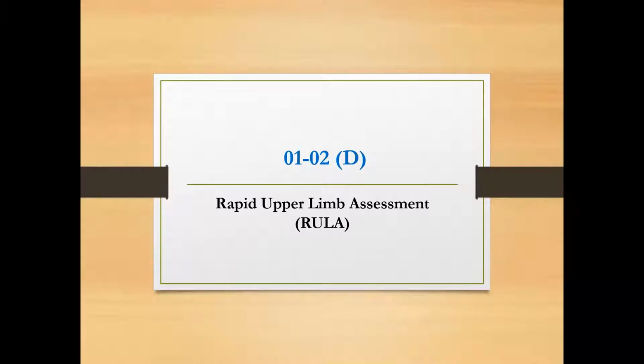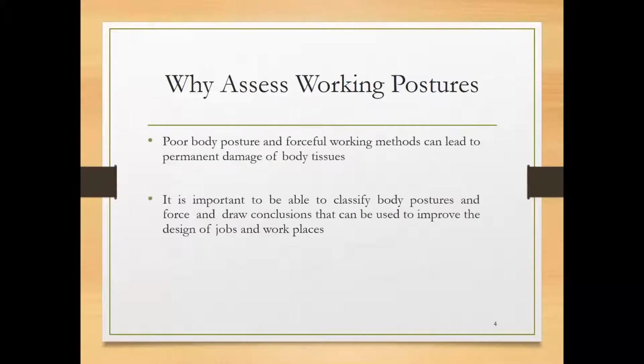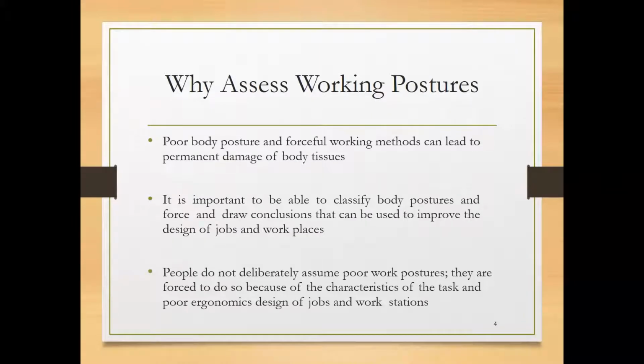In this segment, we are going to discuss a rapid upper limb assessment, or RULA for short, and this is an event-driven postural assessment tool. As the name implies, rapid upper limb assessment is generally used to assess postures where predominantly the upper part of the body is being used. Poor design of the jobs and workstations is actually the main cause of poor work postures.